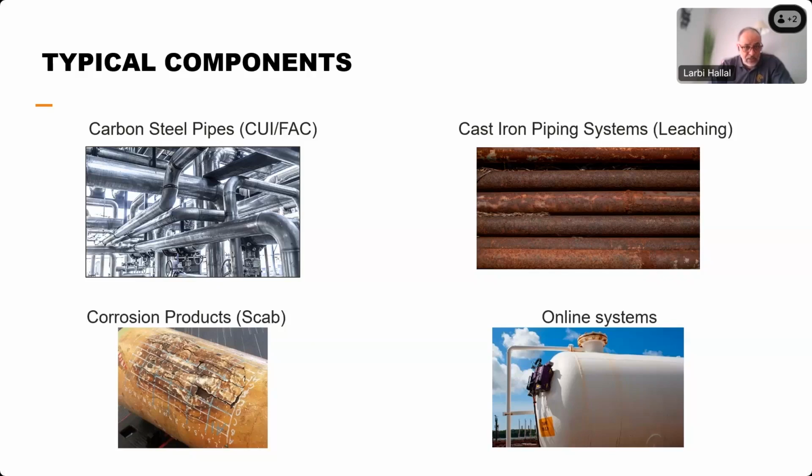Cast iron piping system, especially in the water feeding industry, for example. Corrosion product when you have scabs, where no other techniques, I will say, unless you use radiography, but no UT, for example, can be used in that case. And PEC is a very valuable technology for scab inspection, and any online systems with ferromagnetic materials.